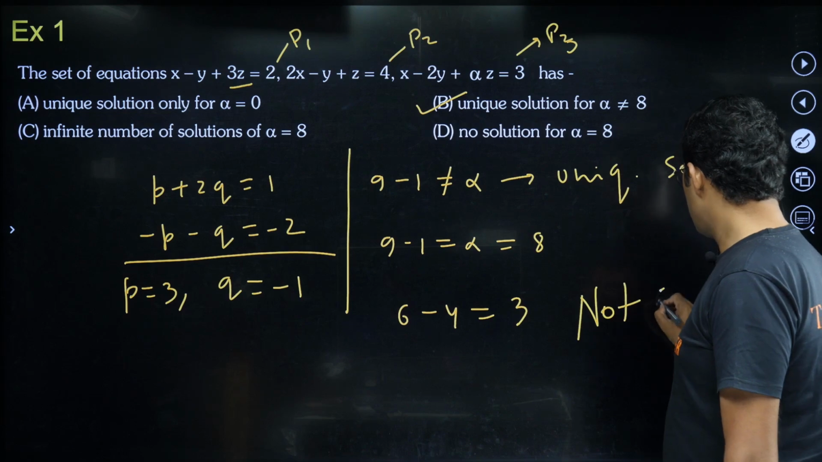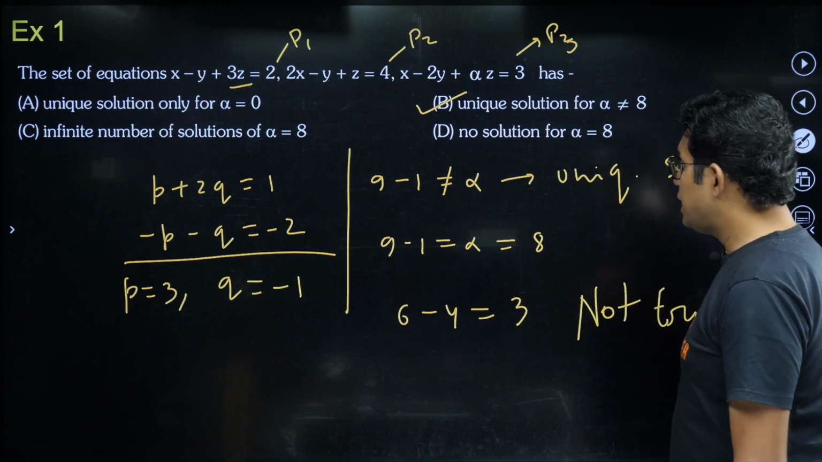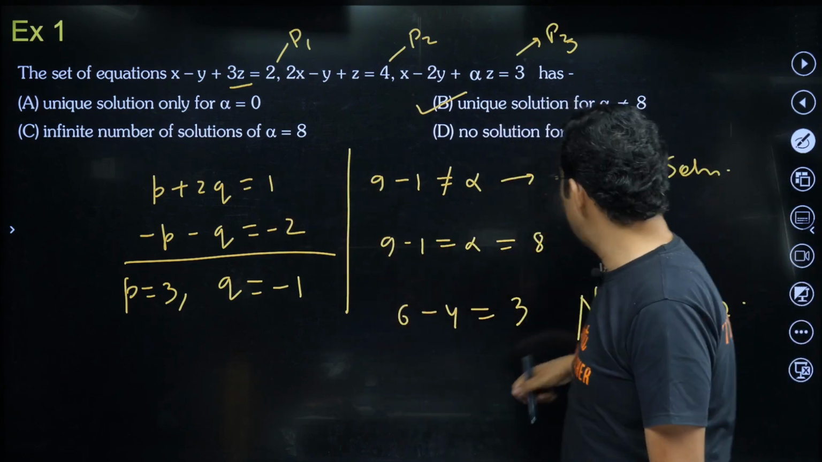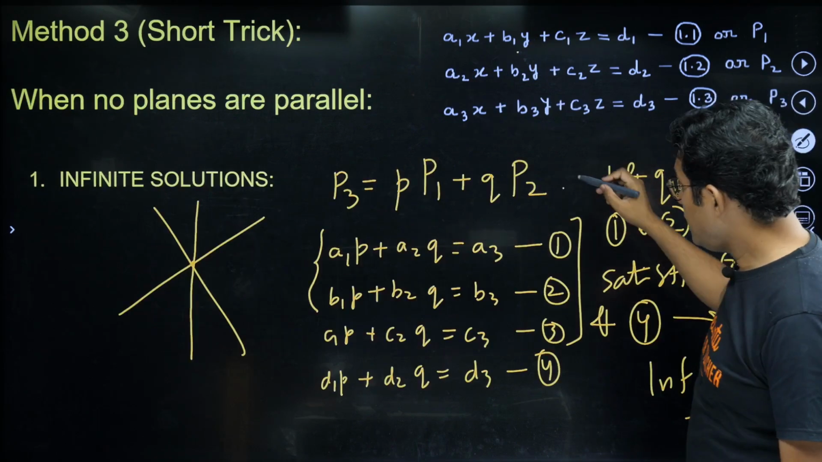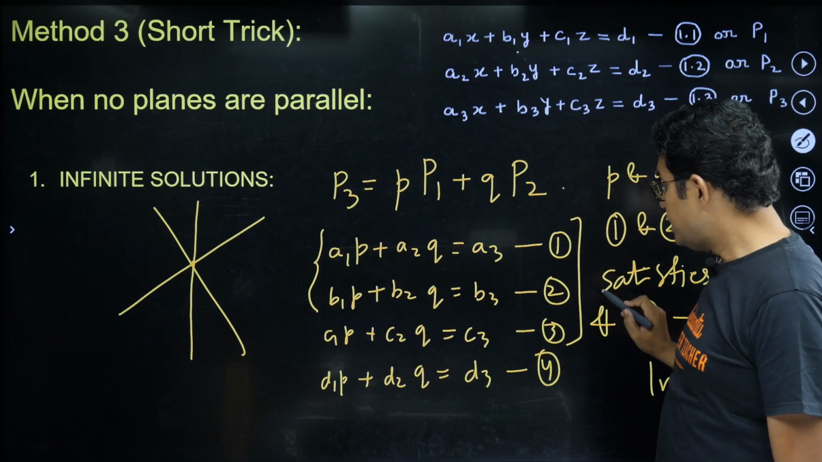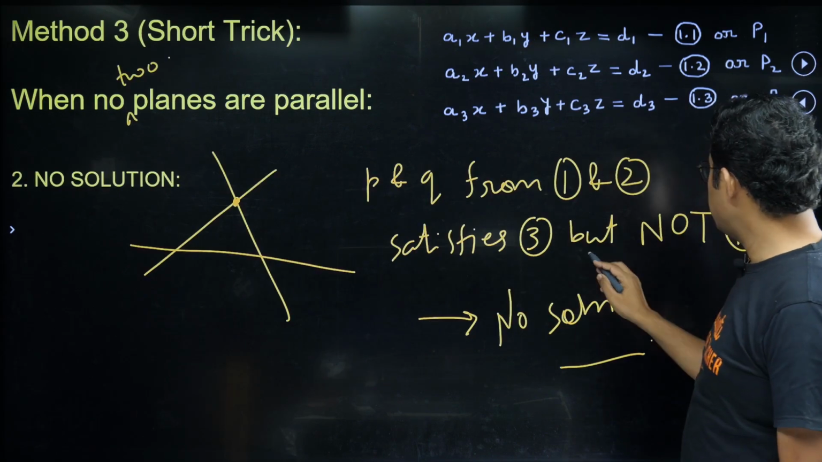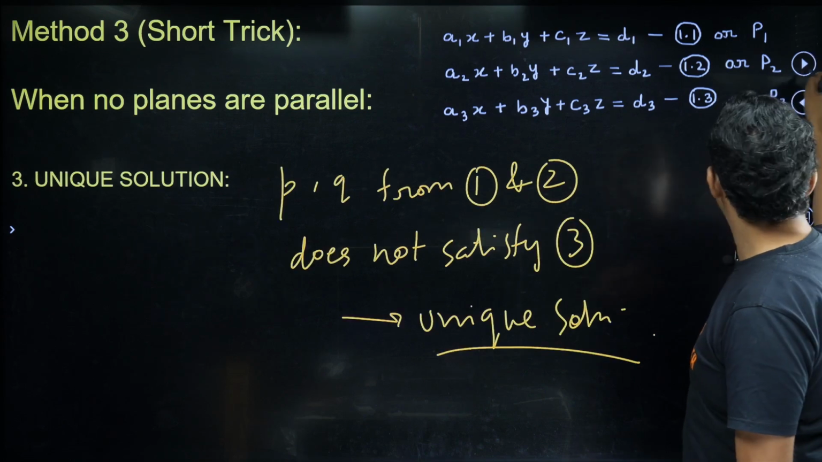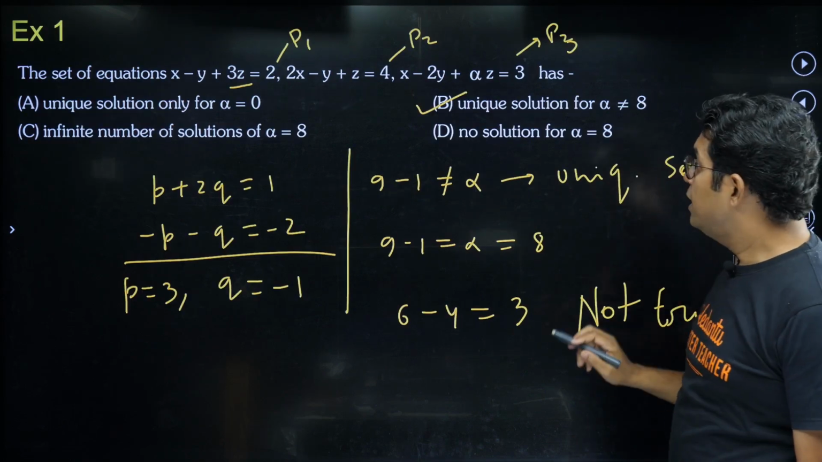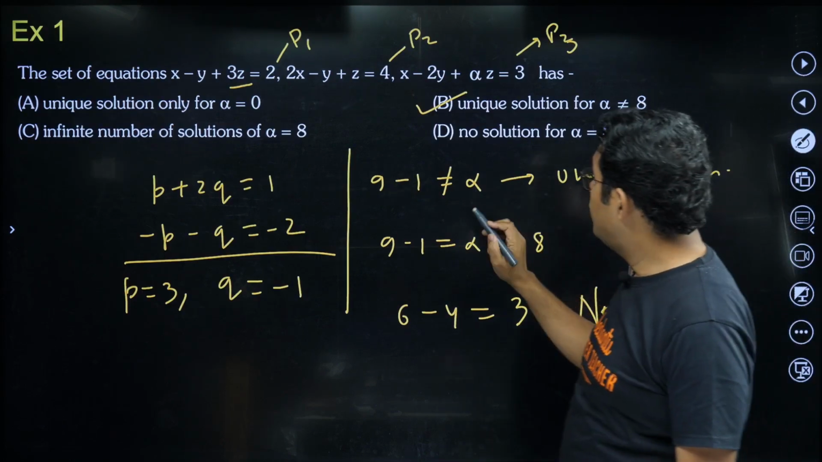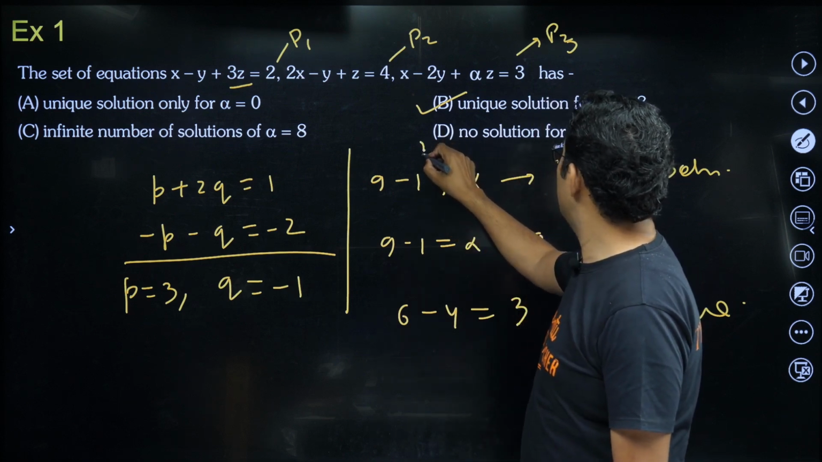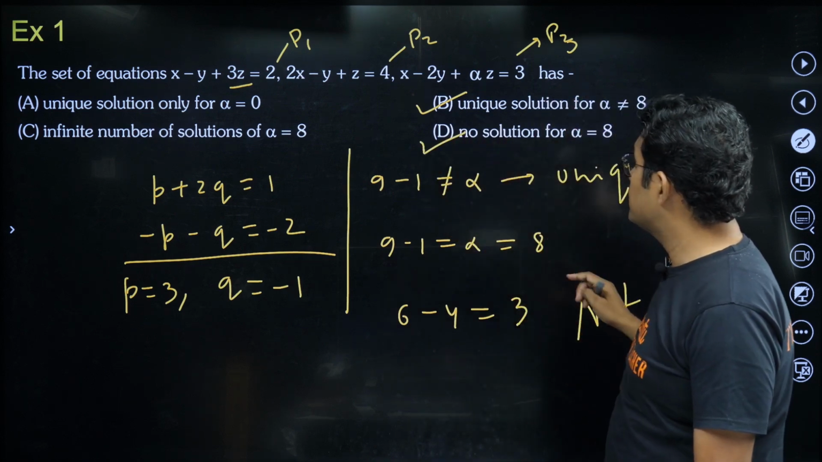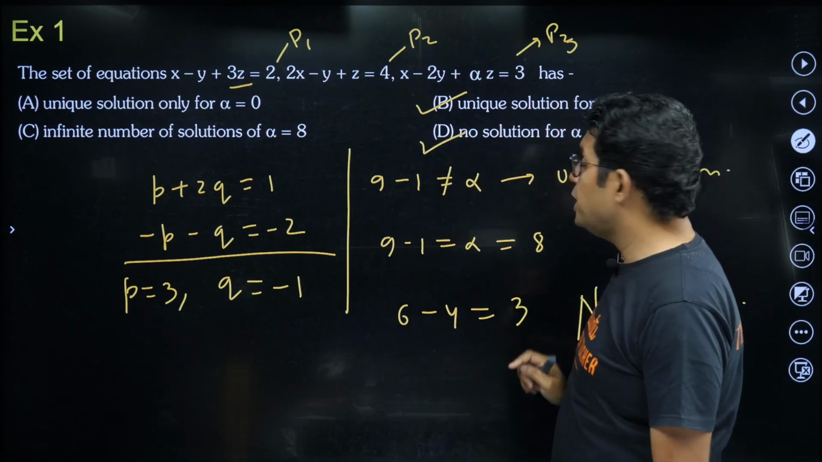It is not true. If it is not true, that means the same values of P and Q, as I discussed here, obtained from 1 and 2 satisfy 3, but they don't satisfy 4. That means no solution. So in this case, if alpha is equal to 8, you will be getting no solution. So the answer for this is B and D.